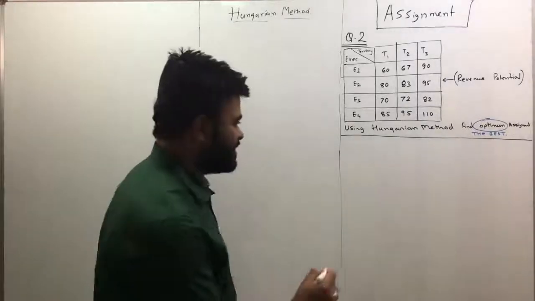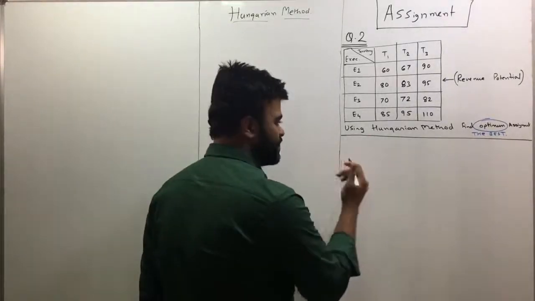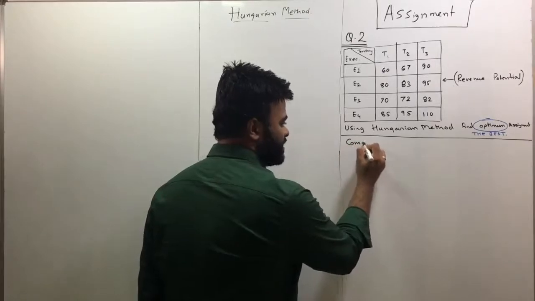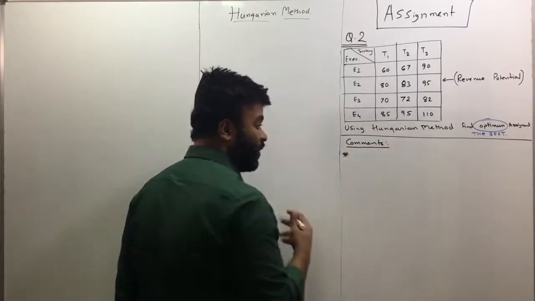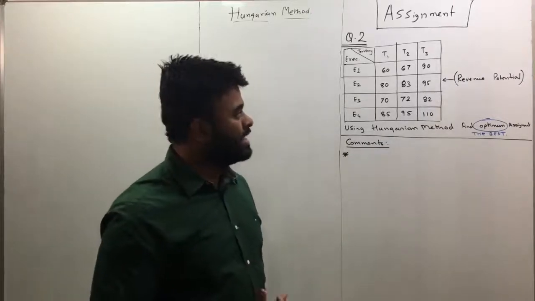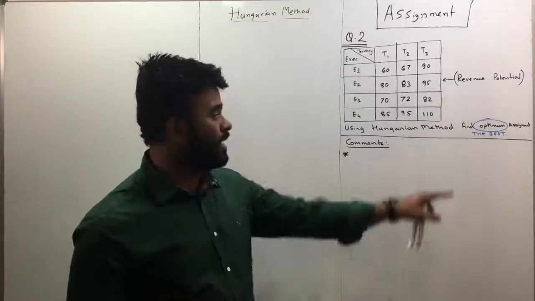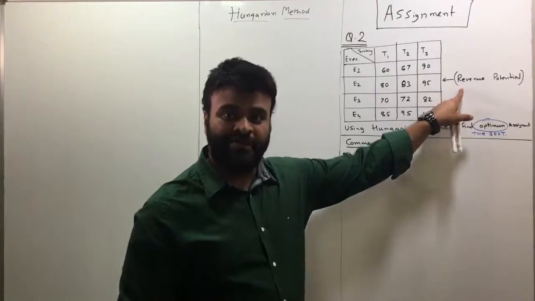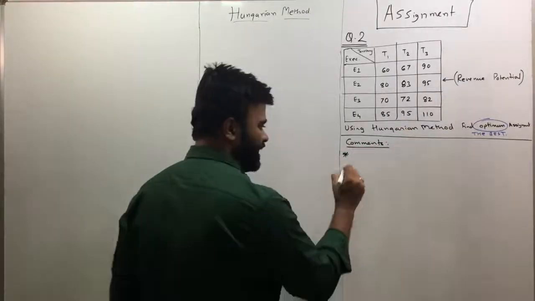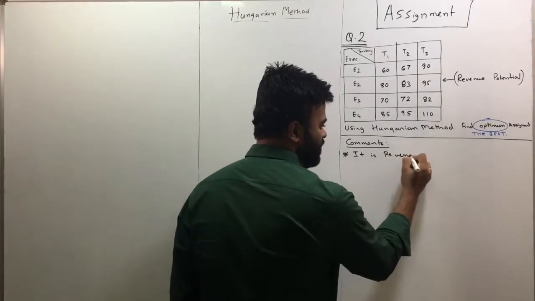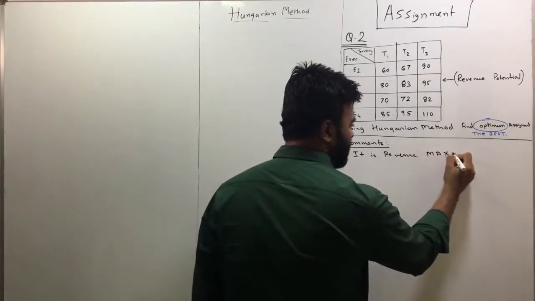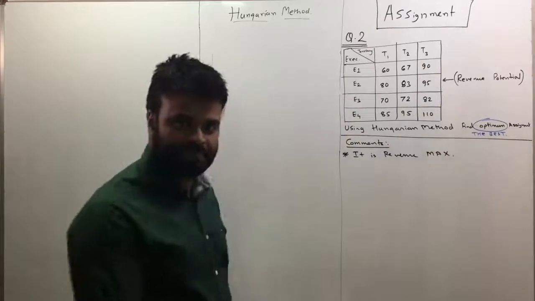The first thing you should always do while you solve is write down comments. The first comment that I'll write down is: what is the question? Are we talking about revenue? Yes. If it is revenue, we have to maximize it. So the first point I'll mention is that it is a revenue maximization problem. That is the point to be noted.